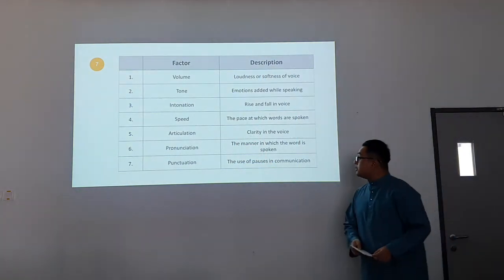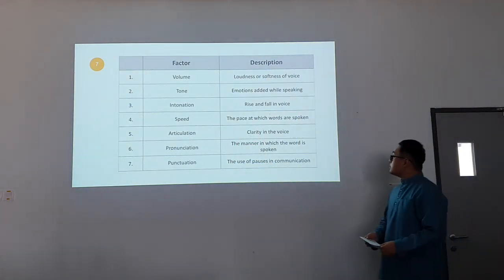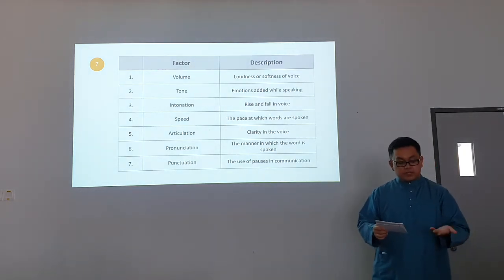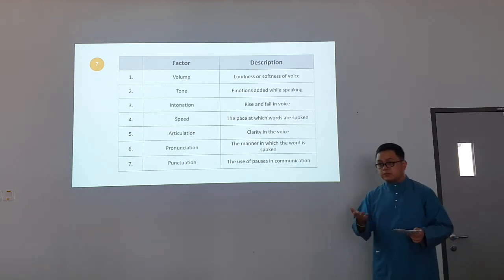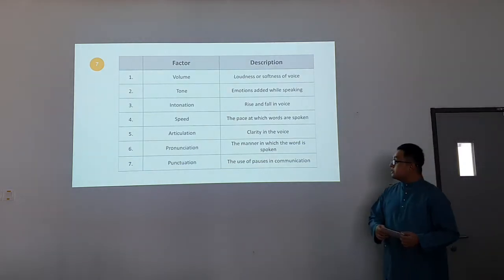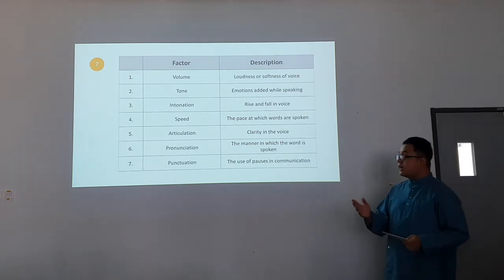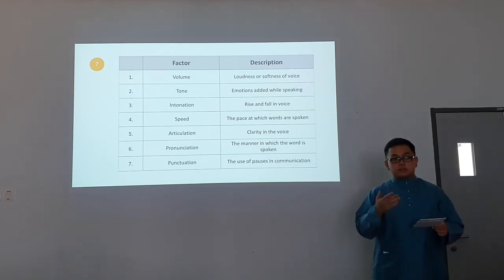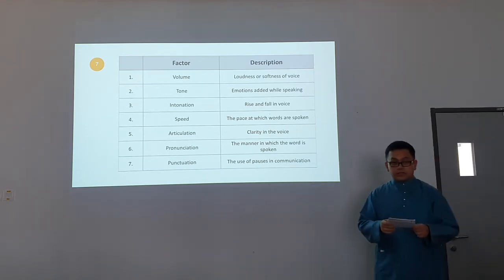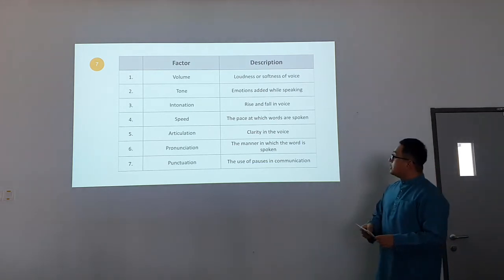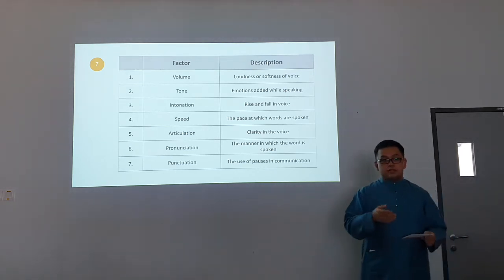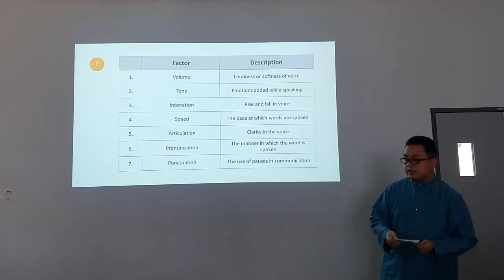The first one is volume, which can be described as the loudness or softness of voice. When addressing an audience, a soft voice may indicate lack of confidence, and vice versa if you're using a loud voice. Next one is tone, which is basically emotions added while speaking. Tone is important because it tells the attitude of the speaker, whether they are being sarcastic, aggressive, nervous, persuasive, or friendly. Next one is intonation, which helps listeners determine if the message is a question, statement, or exclamation.